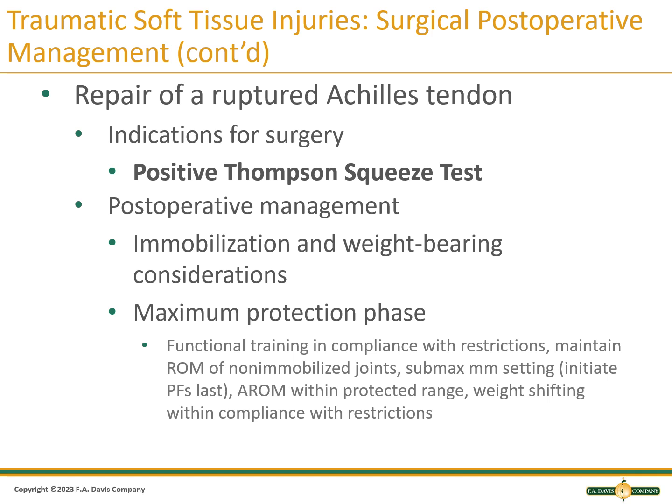But when we have rupture of the Achilles tendon, there's nothing to attach to the foot to cause that foot motion to happen. And so a positive or abnormal Thompson squeeze test would be squeezing the calf and seeing no motion happen at the ankle.